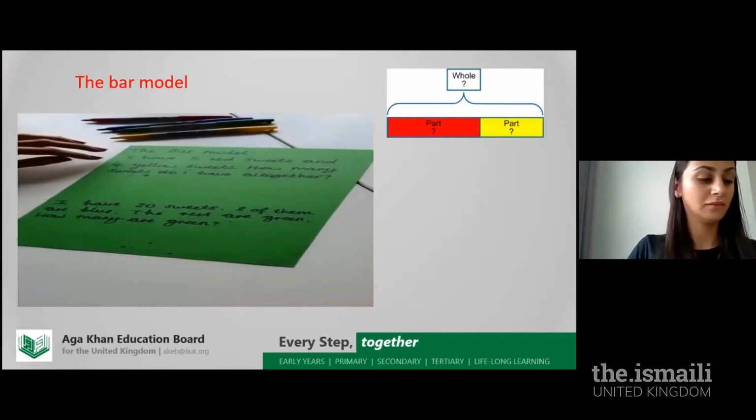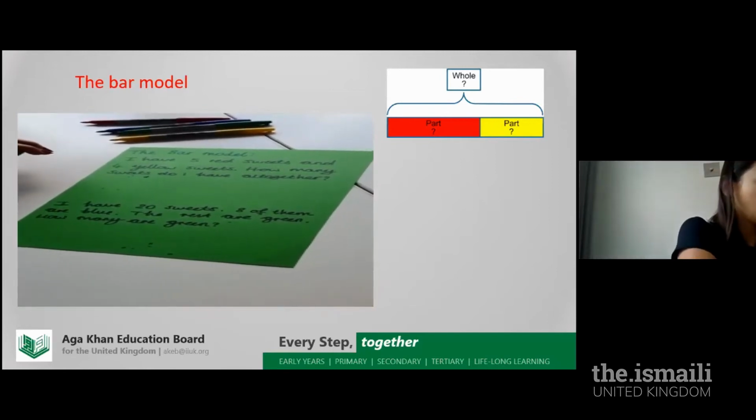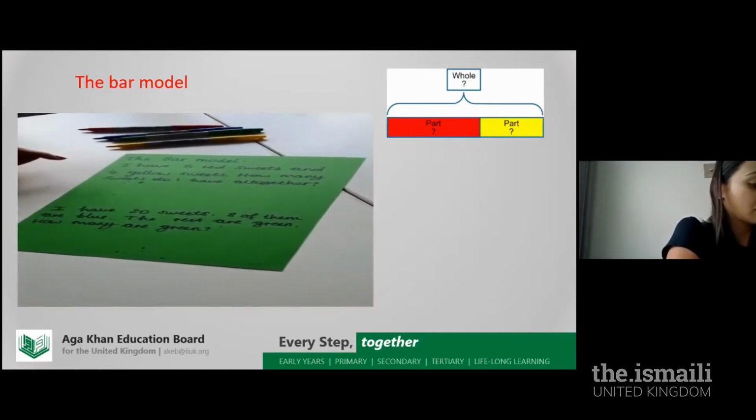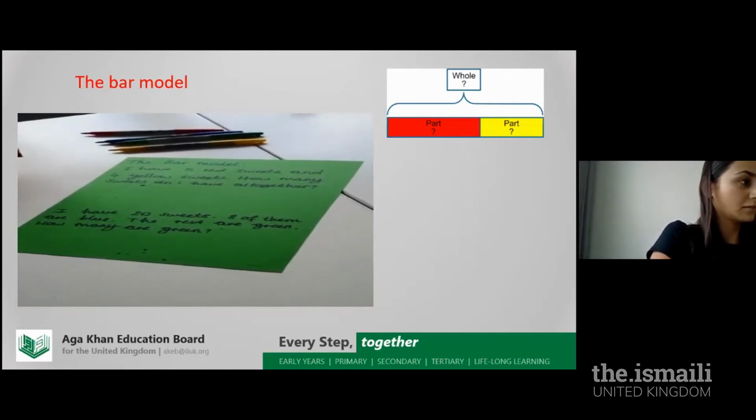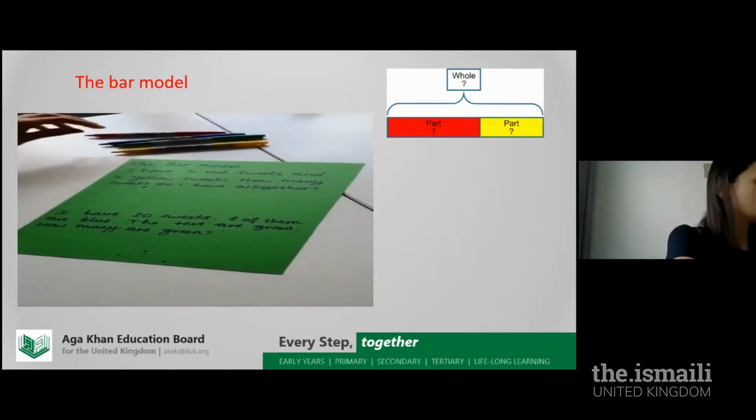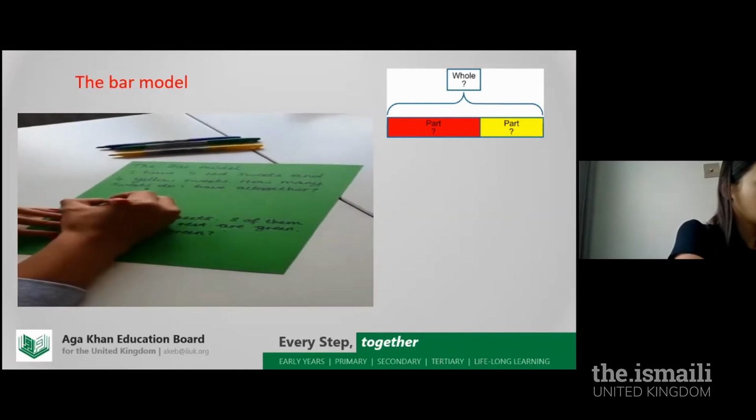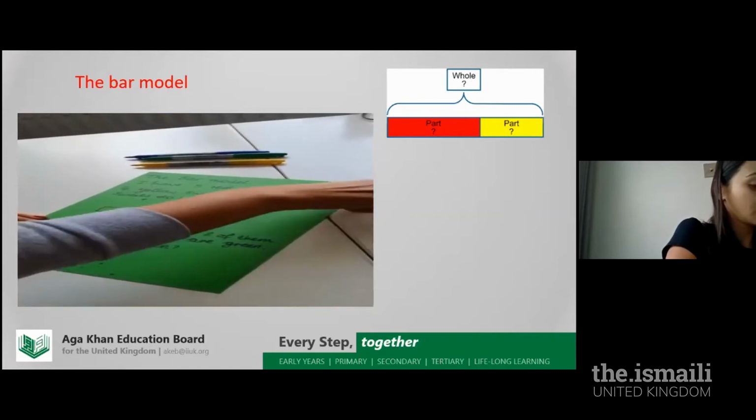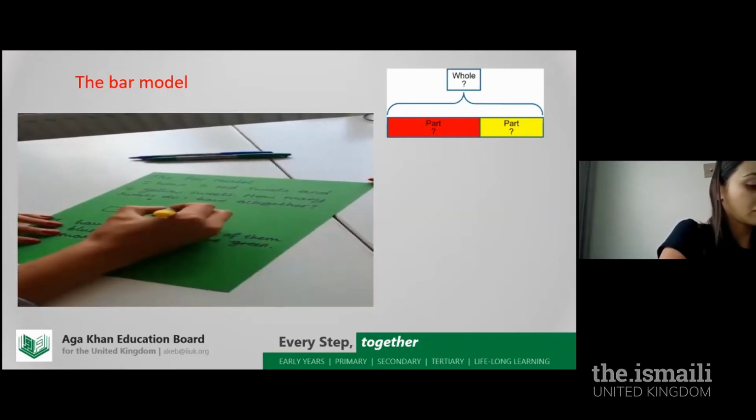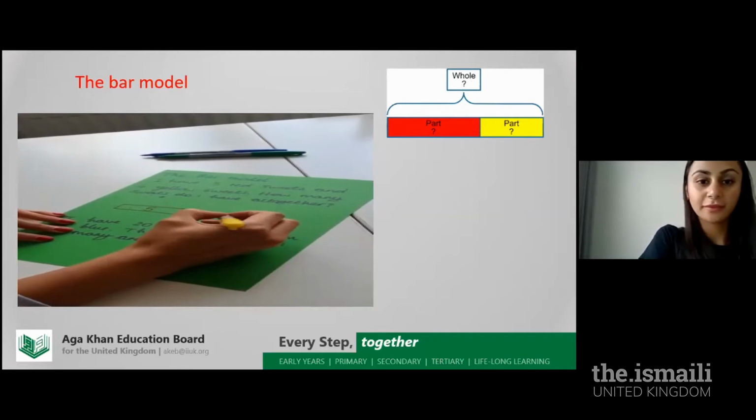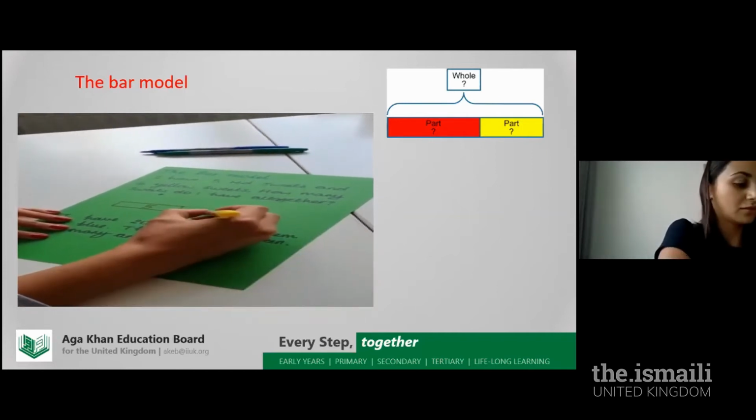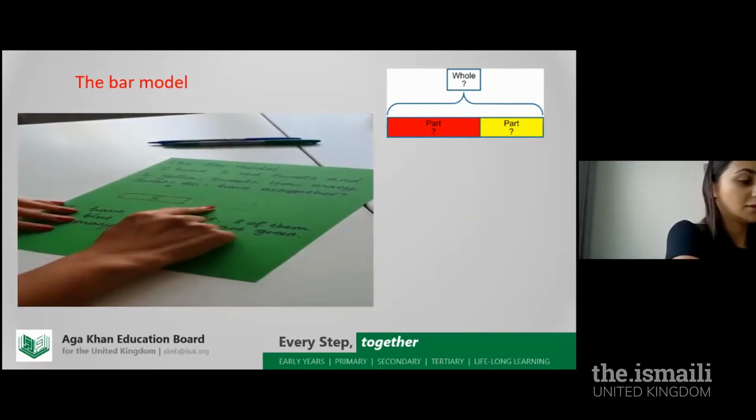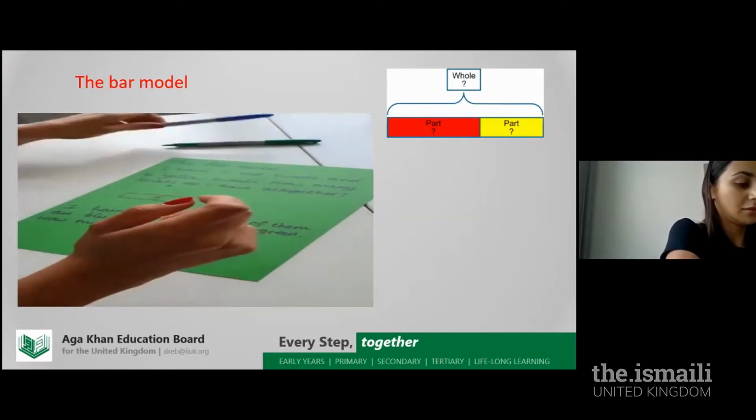So for this example, I've got a word problem here where I'm going to show you how I can use the bar model to solve. I have 5 red sweets and 4 yellow sweets. How many sweets do I have altogether? So, looking at the bar model, I can draw one bar to represent my 5 red sweets. I can draw another bar to represent my 4 yellow sweets. The size of the bar doesn't actually matter, it's just there to represent the number.